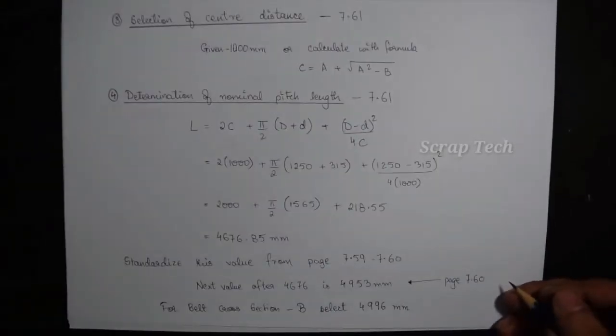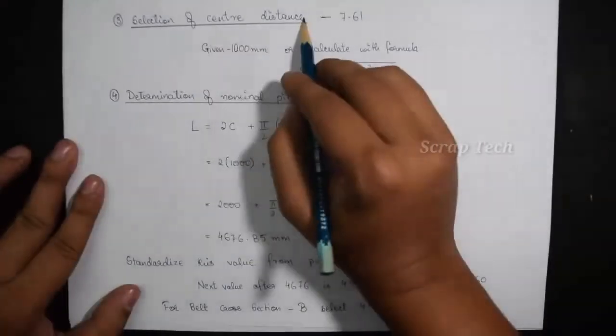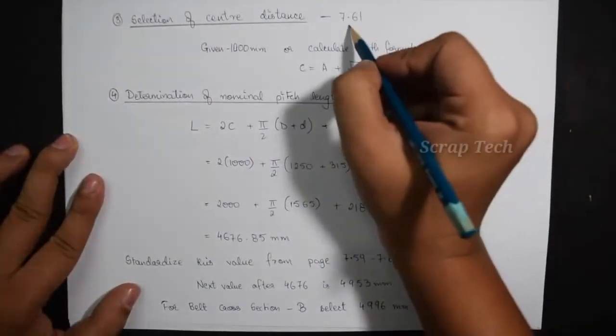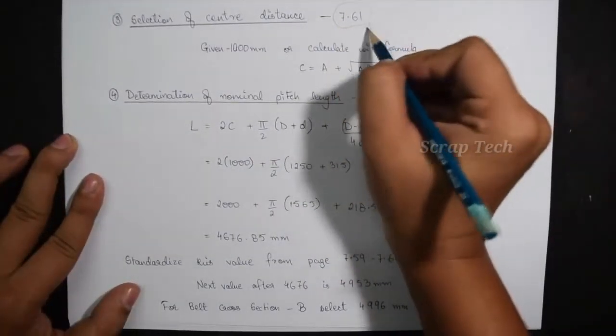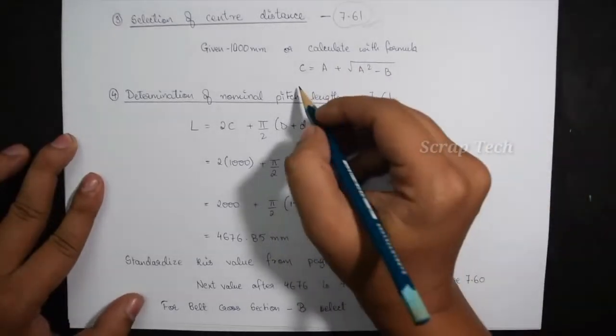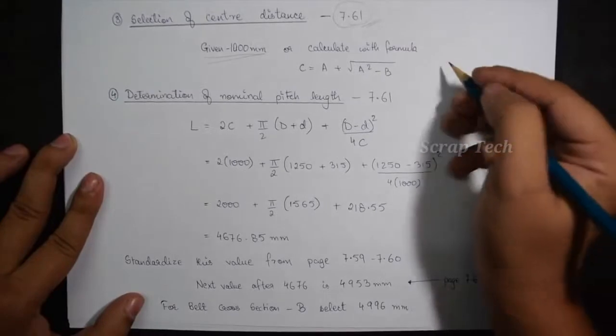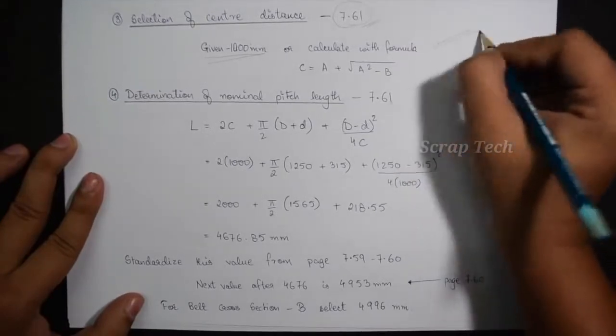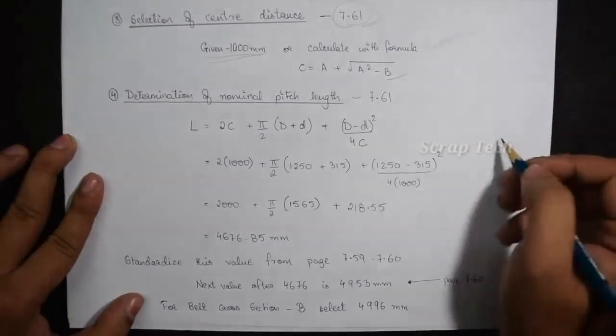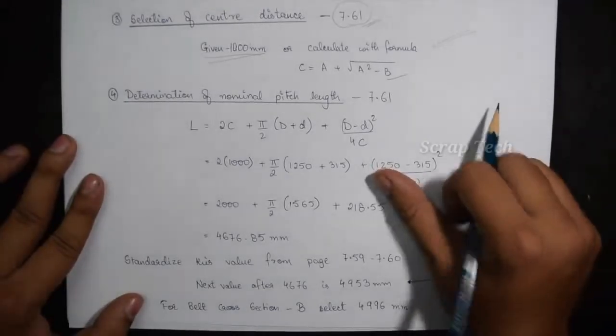Now we'll jump on to the third step, which is the selection of center distance, given on page 7.61. While looking at the question, we also see that the given center distance is 1000 mm, so we do not need to find the center distance once again by using this formula. It is already given to us as 1000 mm.